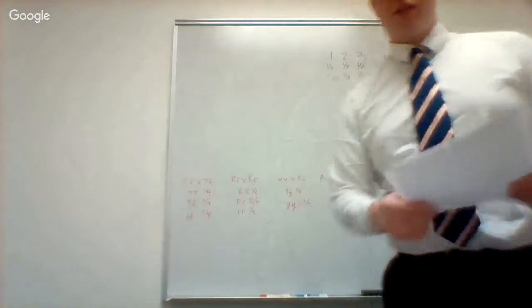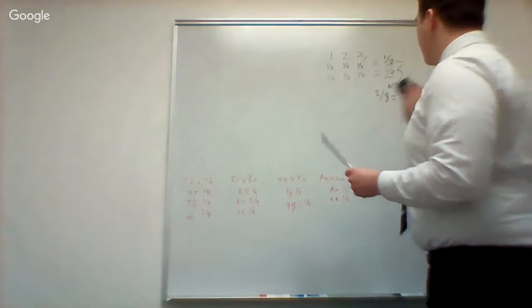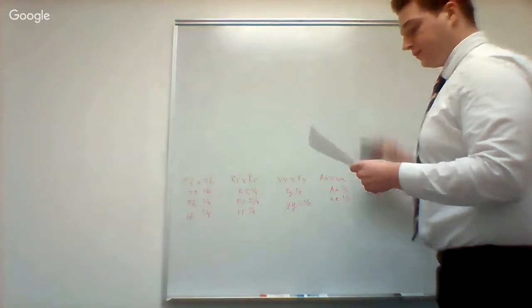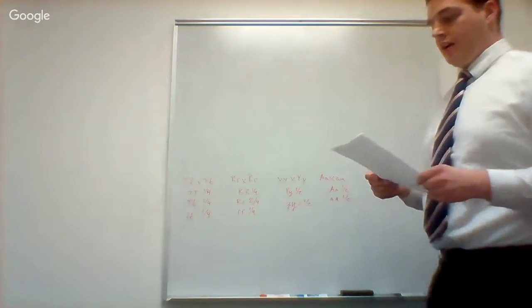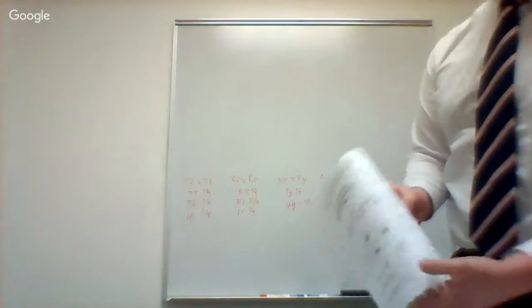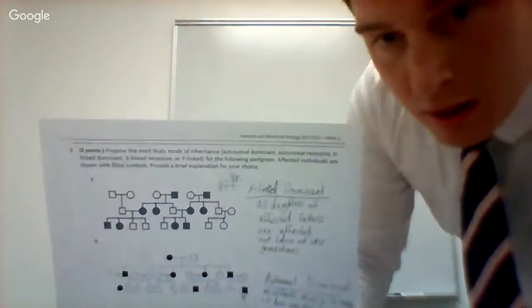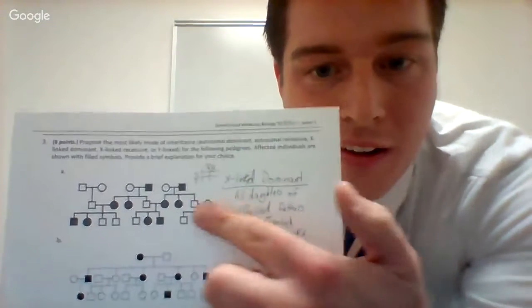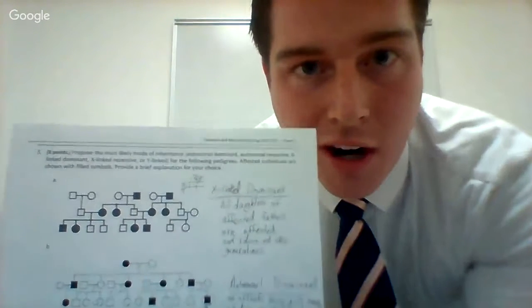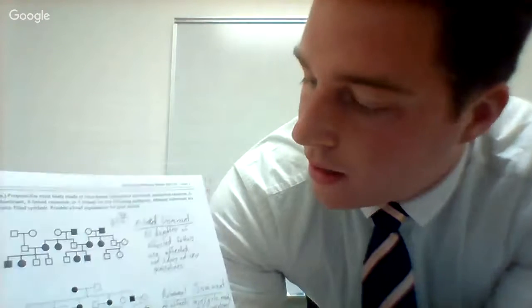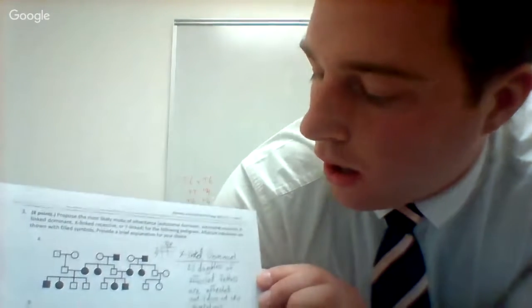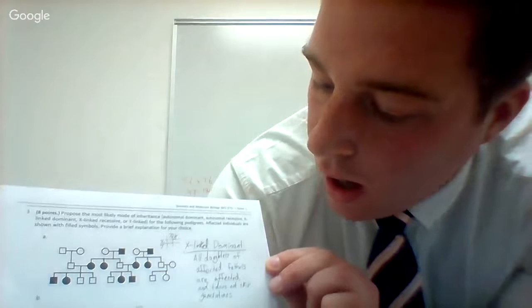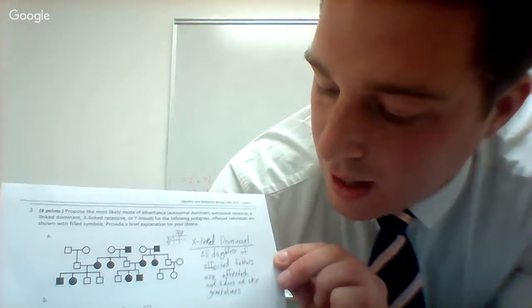All right, now the next question, question 3. It takes us to some modes of inheritance. I'll just hold this up so you can be able to see it as I explain. So the first question here, it is showing us this one here. This is the pedigree chart. And so what I found was that it's X-linked dominant, and as it says there, all daughters of affected fathers are affected and it does not skip generations.